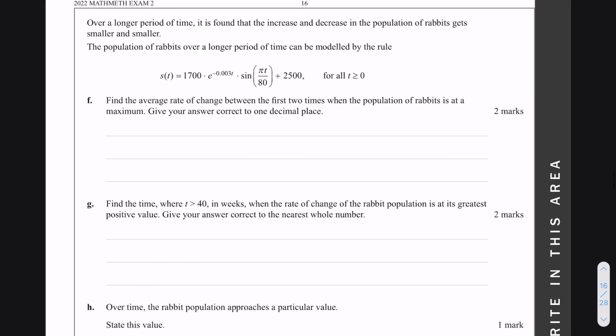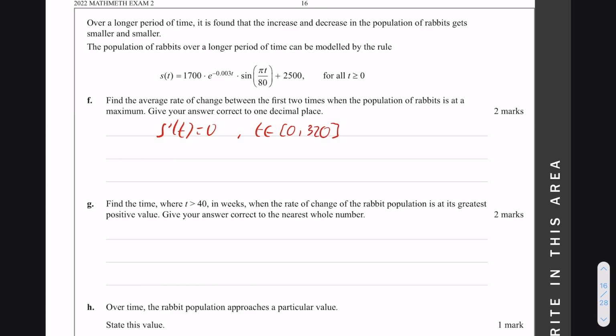Next question. Oh, this question's still going. Over a long period of time, it is found that the increase and decrease in the population of rabbits gets smaller and smaller. The population of rabbits over a long period of time can be modeled by that rule. The average rate of change between the first 2 times in the population is at a maximum. I guess the first 2 times we have a maximum would be, if we solve, s dash t equals 0, t is an element of 0 to 320, so 2 periods will give us 2 maximums.